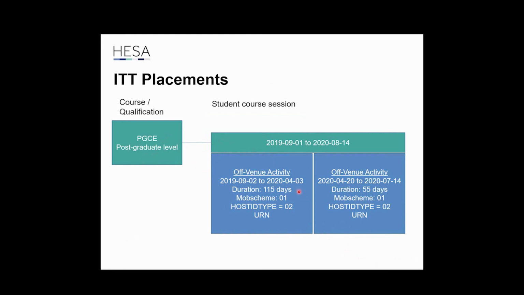So they return the dates, how long they've been doing it, and a URN, which is the unique reference number for the school probably that they're doing it at. And they can return as many of these as is relevant to what their placement is that they've done.